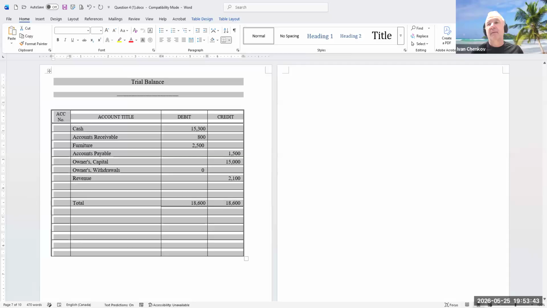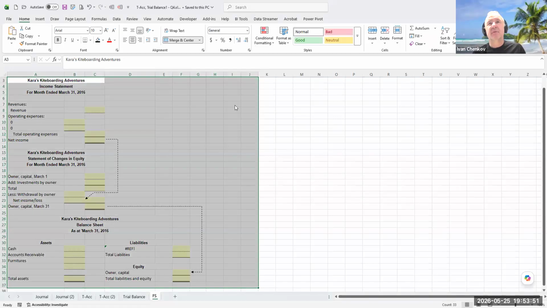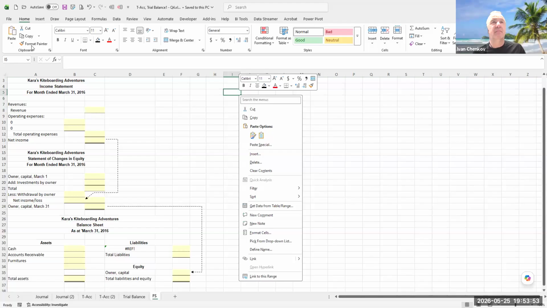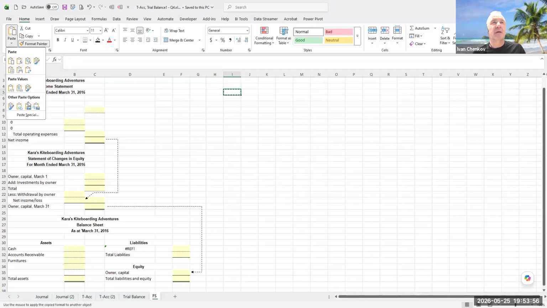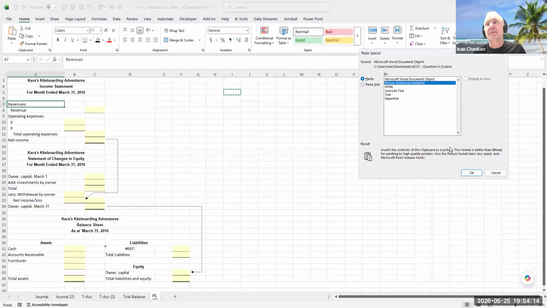Let me share my screen with the Excel spreadsheet now, and let's finish this question. You should be able to see my screen here. I'm going to pause this one and paste it as a picture. No, it doesn't work. So let me grab the trial balance again, copy, and paste it here as a picture.